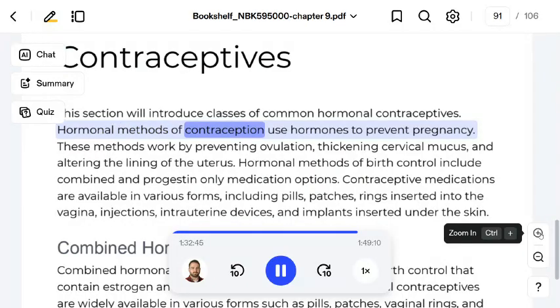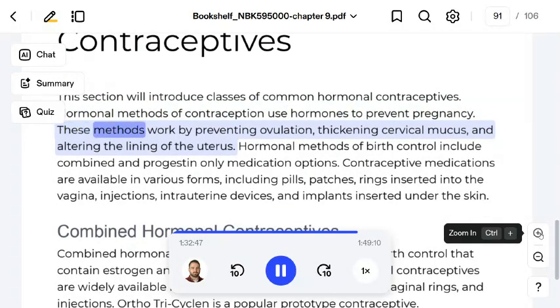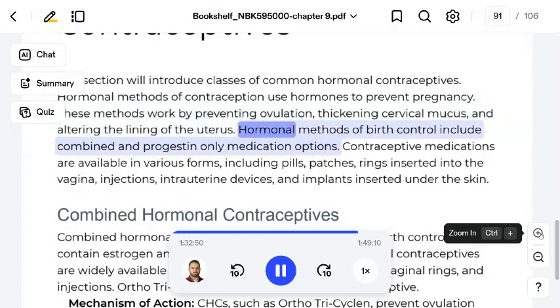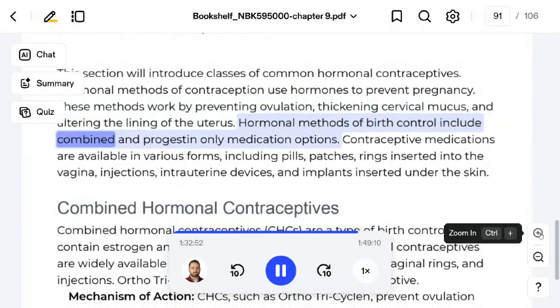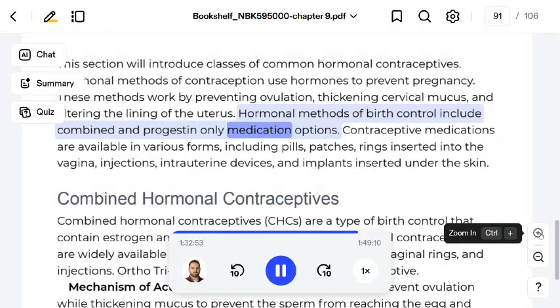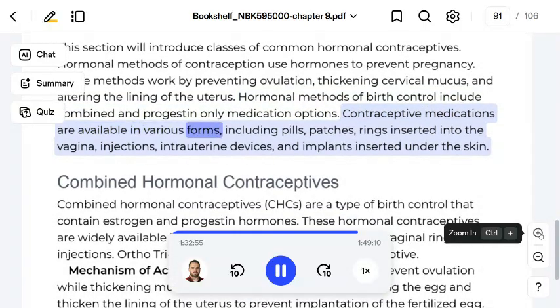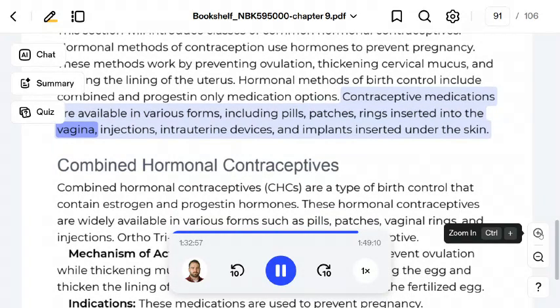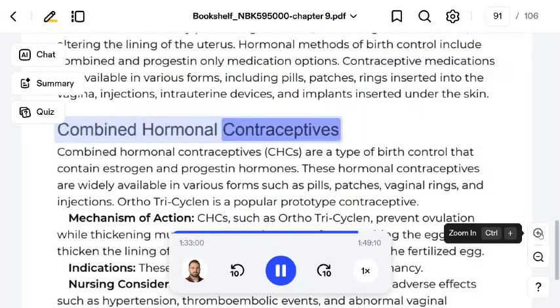Hormonal methods of contraception use hormones to prevent pregnancy. These methods work by preventing ovulation, thickening cervical mucus, and altering the lining of the uterus. Hormonal methods of birth control include combined and progestin-only medication options. Contraceptive medications are available in various forms, including pills, patches, rings inserted into the vagina, injections, intrauterine devices, and implants inserted under the skin. Combined hormonal contraceptives.